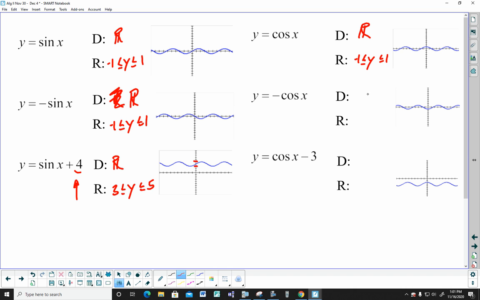Negative cosine, same dealio. The y's are trapped between -1 and 1. This has been moved down 3 units, so that doesn't affect your left to right. Now subtract 3 from both of those, because they've been dropped 3 units. So that's -4 and -2. That's where it is. It's trapped. As high as it goes is -2, and as low as it goes is -4.